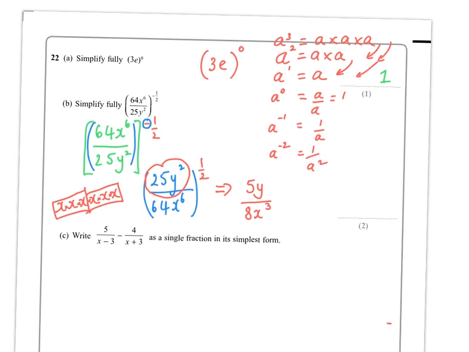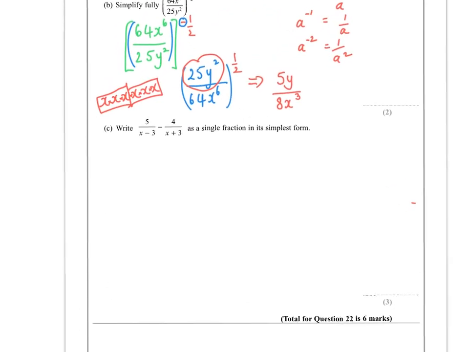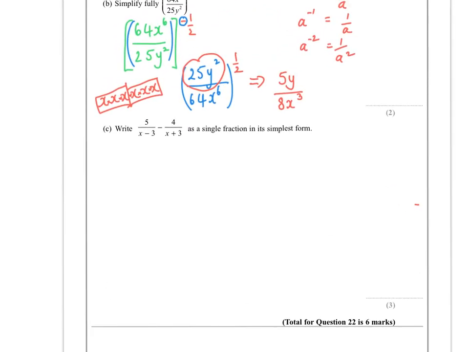Now let's have a look at this question here. Write as a single fraction. Well, this is where students start making a lot of errors, and let's try and avoid those.